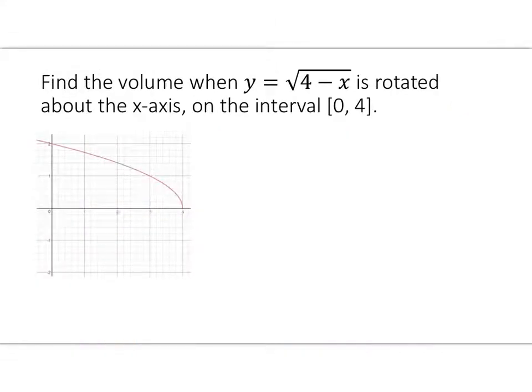So here we want to find the volume when y equals 4 minus x, so there's my graph right here, rotated about the x-axis on the interval 0 to 4. So if I'm going to rotate this, the graph's going to come over here.